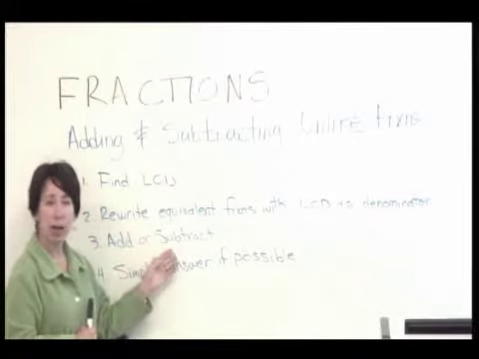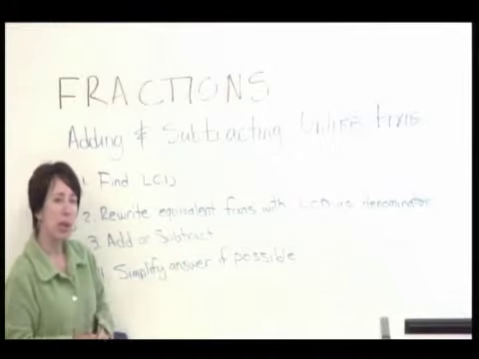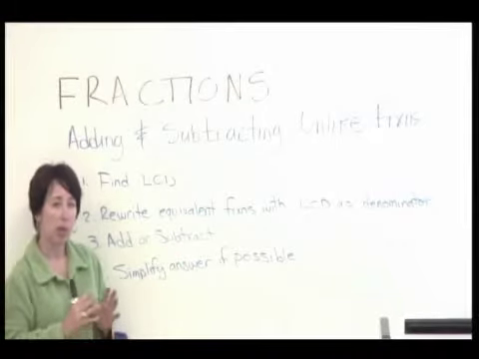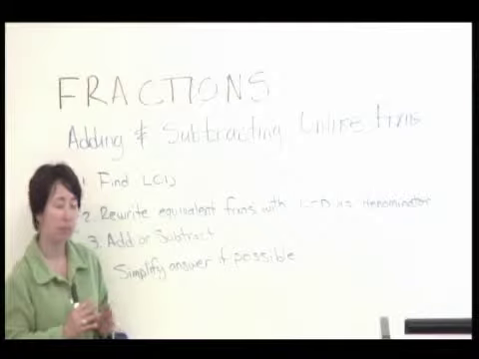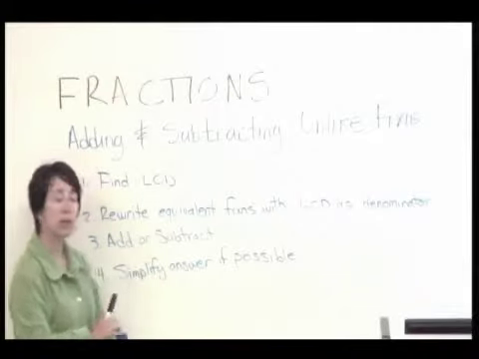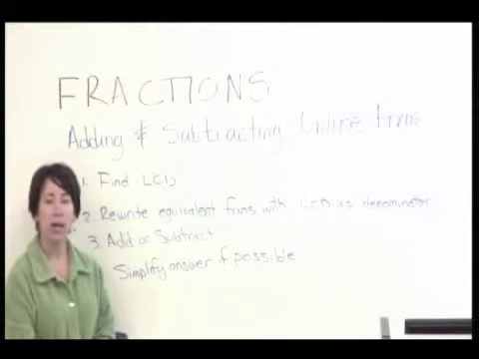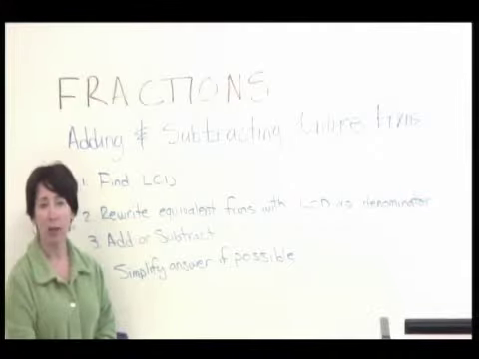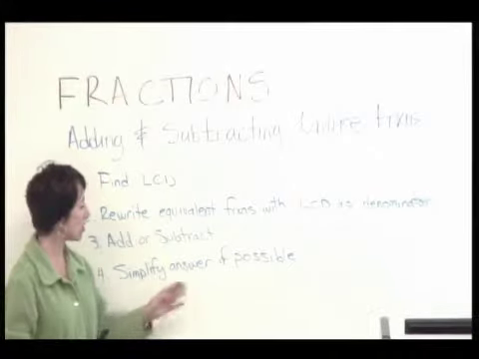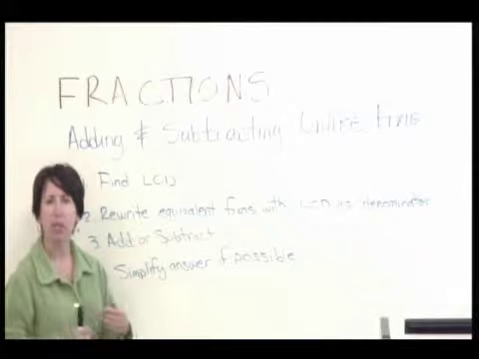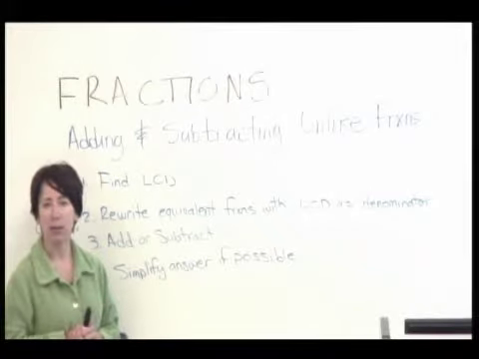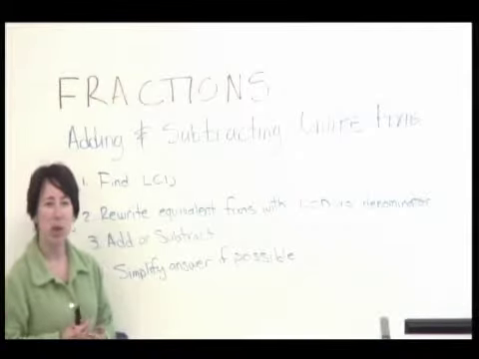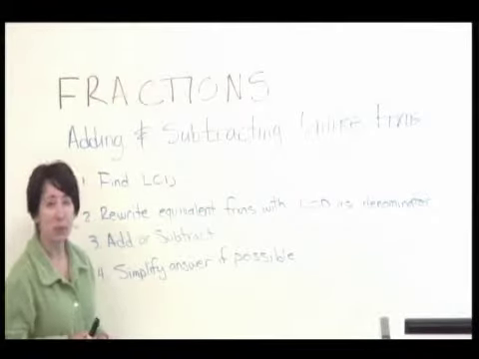Then we add or subtract. And remember, we just add or subtract the numerators. Our denominators stay the same. And then at the very end, we look at our final answer and see if we can simplify our answer further, if possible. And by that I mean divide out any common factors between the numerator and the denominator. So let's look at some examples.